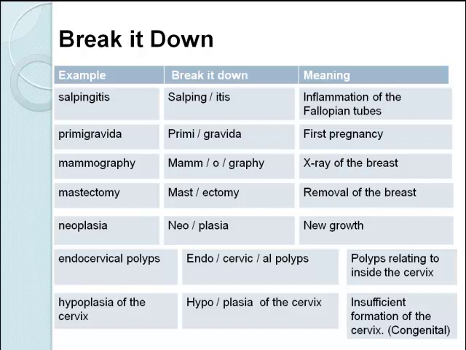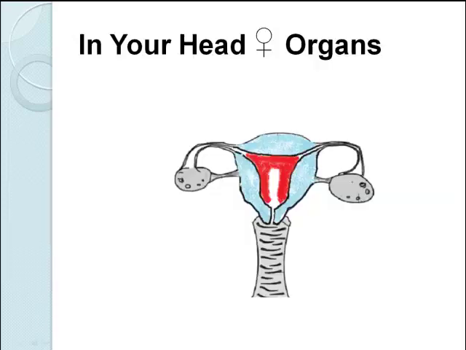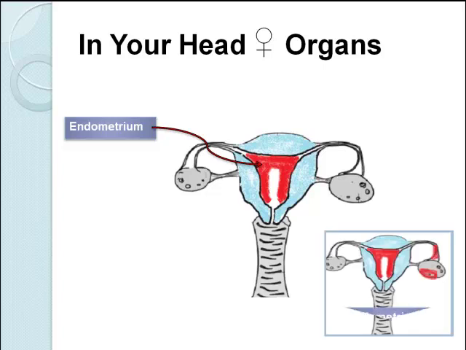Now we're near the end of this module and it's time for a last in your head. In your head, female organs. Let's have a look. What I want you to do is to think about where the labels would go. So endometrium. Which part of this diagram relates to the endometrium, the inside of the uterus? There we go. The term endometriosis related to the disorder of the lining of the womb, where the endometrial tissue grows outside of the uterus, commonly on the ovaries and the fallopian tubes.